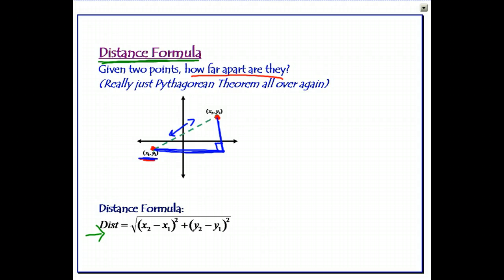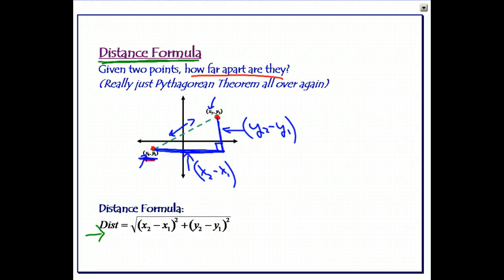When I walk left and right down here, the question is, how far did I walk left and right? What's that distance? Well, left and right are the x-coordinates. There's x1, there's x2. That distance is x2 minus x1. I just take the difference between those two. Going up and down, what's that distance? That's just y2 minus y1.